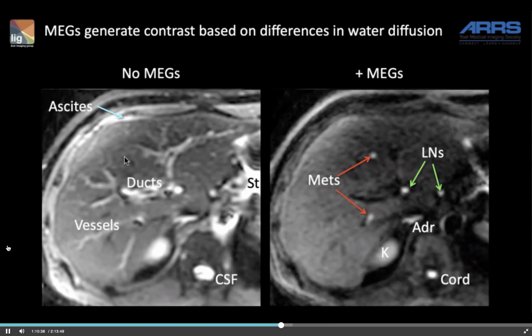Here is a T2-weighted, a diffusion-weighted image in which the gradients are not applied. This is a so-called B=0 image. And notice that we see bright structures such as bile ducts, blood vessels, cerebrospinal fluid, and ascites. When we apply the motion encoding gradients, we lose signal from the ascites, we lose signal from the water and the vessels and the ducts, and we are now able to see metastases and lymph nodes in and around the liver.